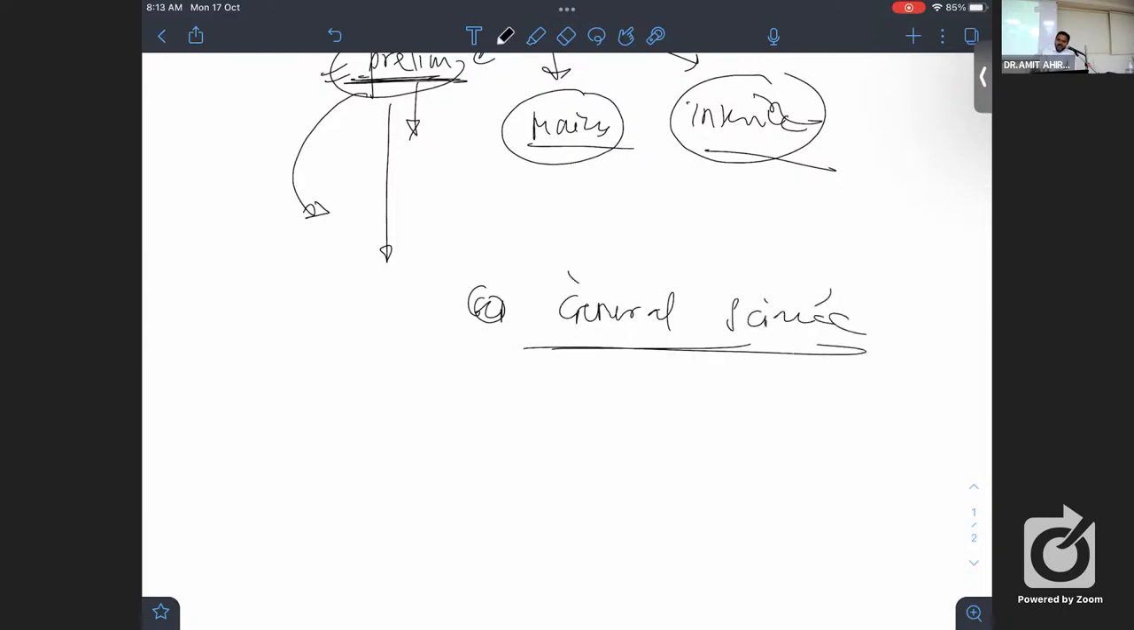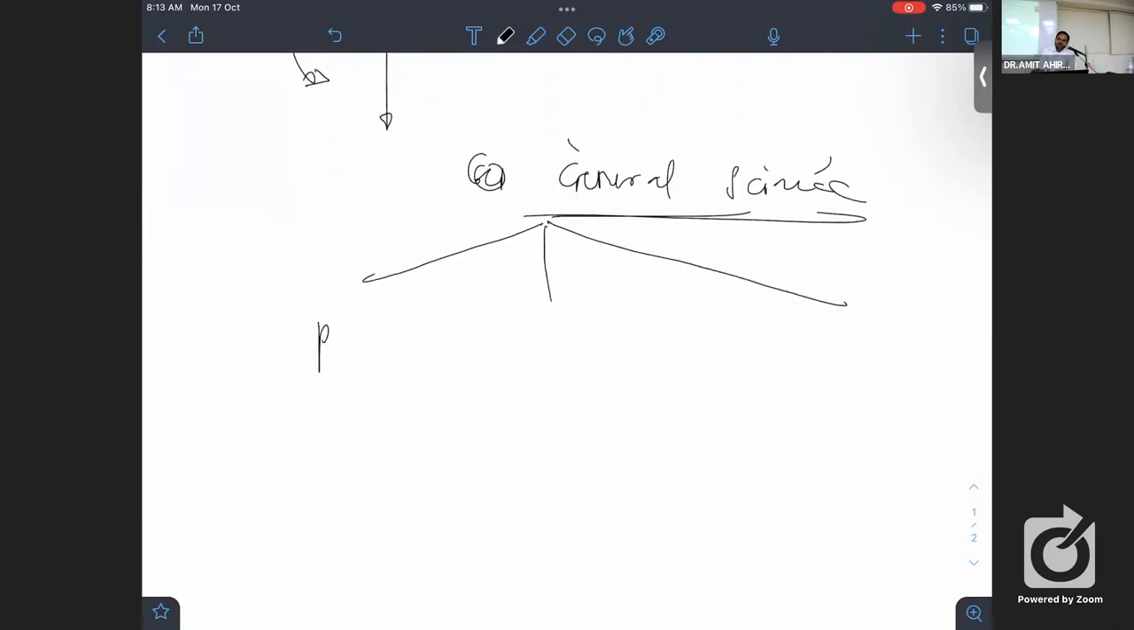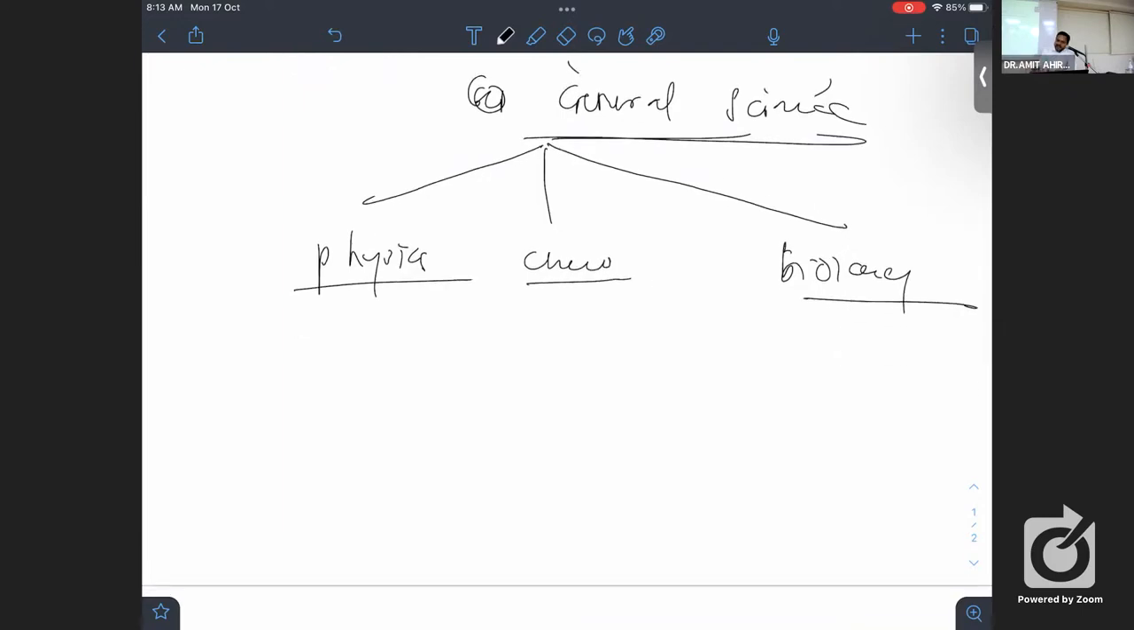Any layman would tell you what general science means. General science means physics, chemistry, or biology. Nothing else, okay? So physics, chemistry, and biology. These are the 3 subjects you can expect under the heading of general science.